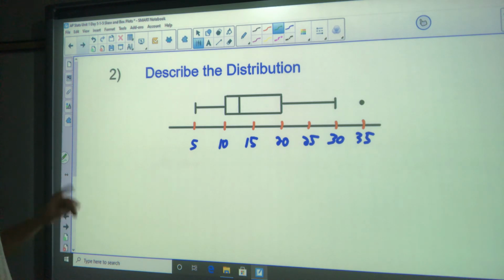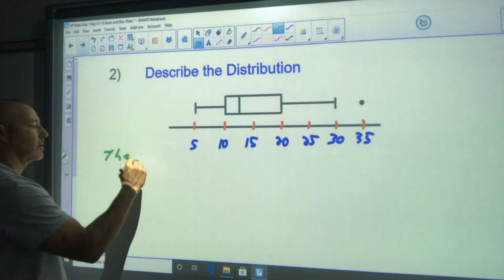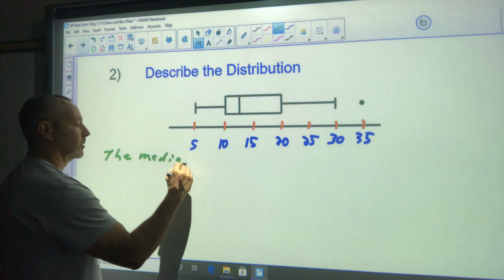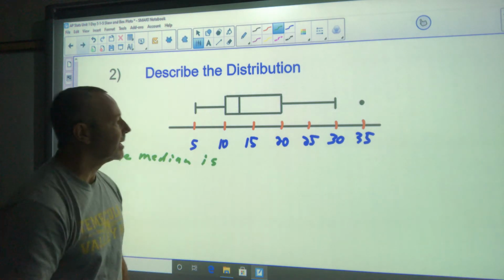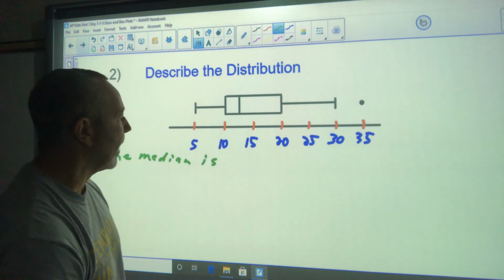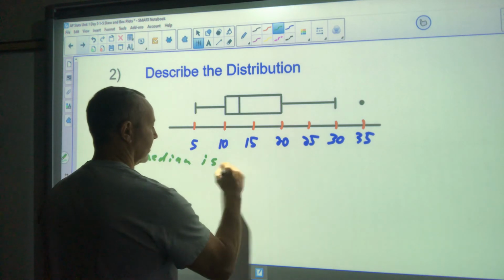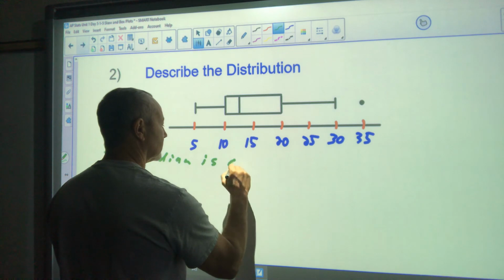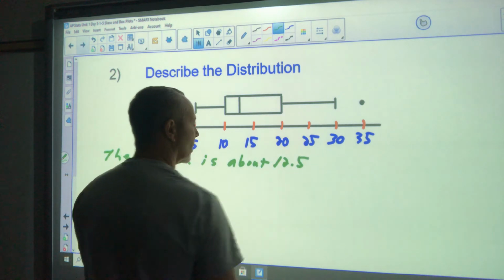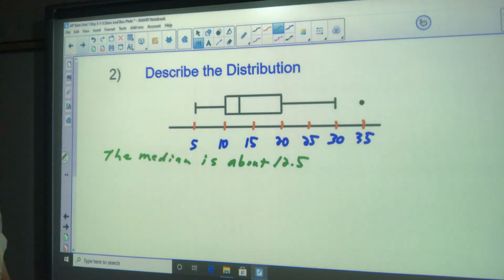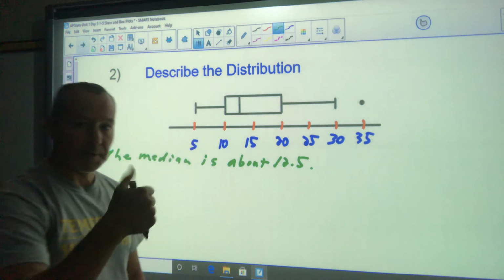Next one. Okay, center, shape, spread. I'll start over here. Okay, so the median is about 12 or 13. Any one of those would be fine. I don't know that it's 12.5, but it looks to be about that. It looks right in the middle there. Okay, center.